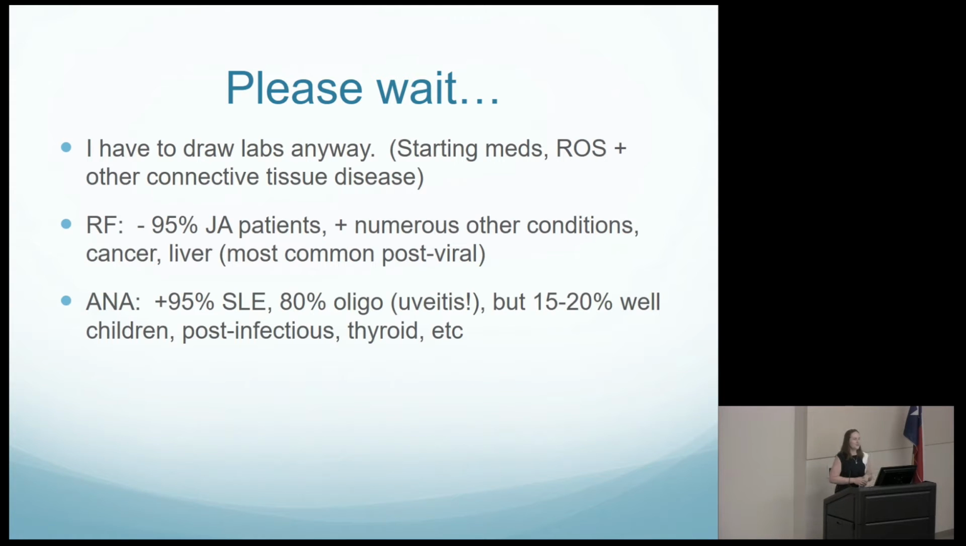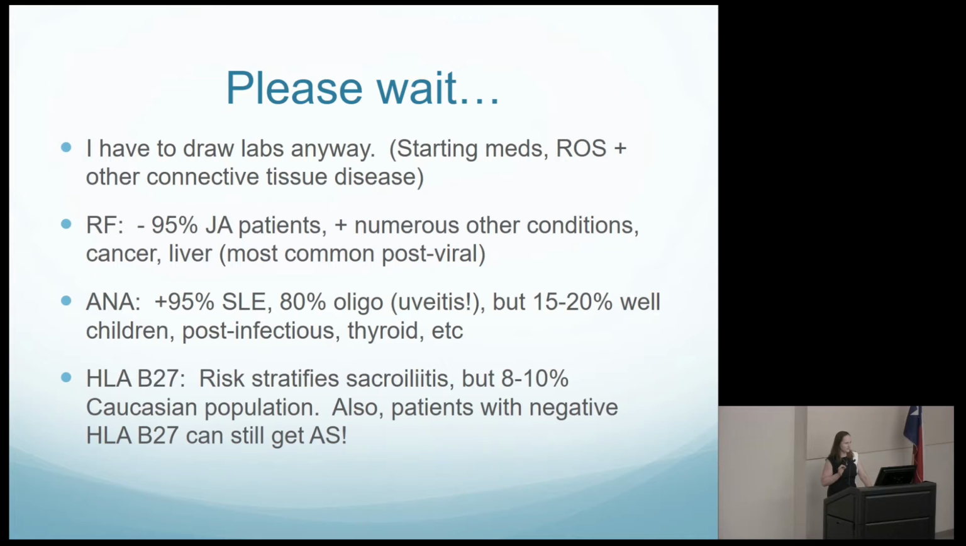Okay, what about the ANA? Same thing. ANA is very useful in ruling out lupus, but it does not diagnose anything, right? In fact, it's present in probably about 20% of normal, healthy children. And so truly, the most common cause is post-infectious or really any other condition. And so again, not useful for diagnosis.